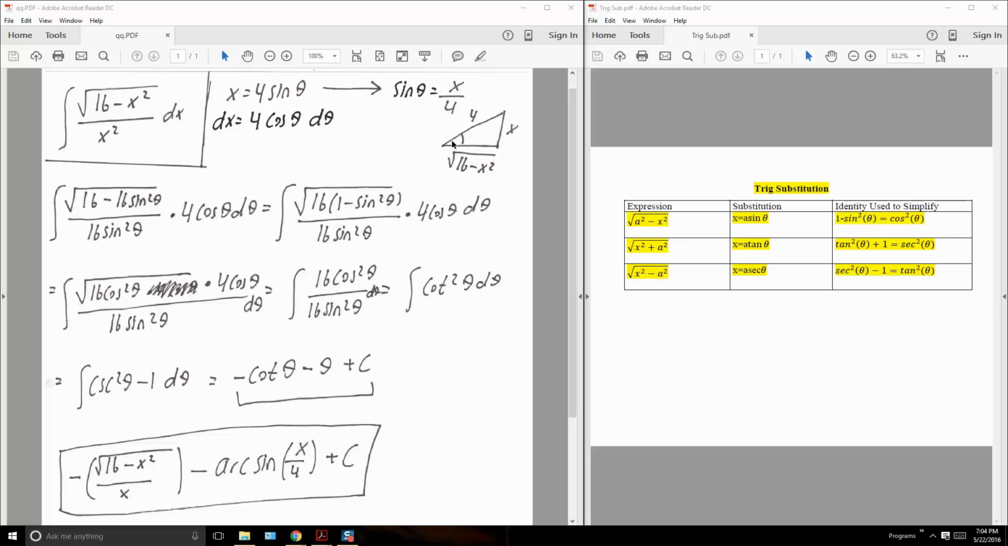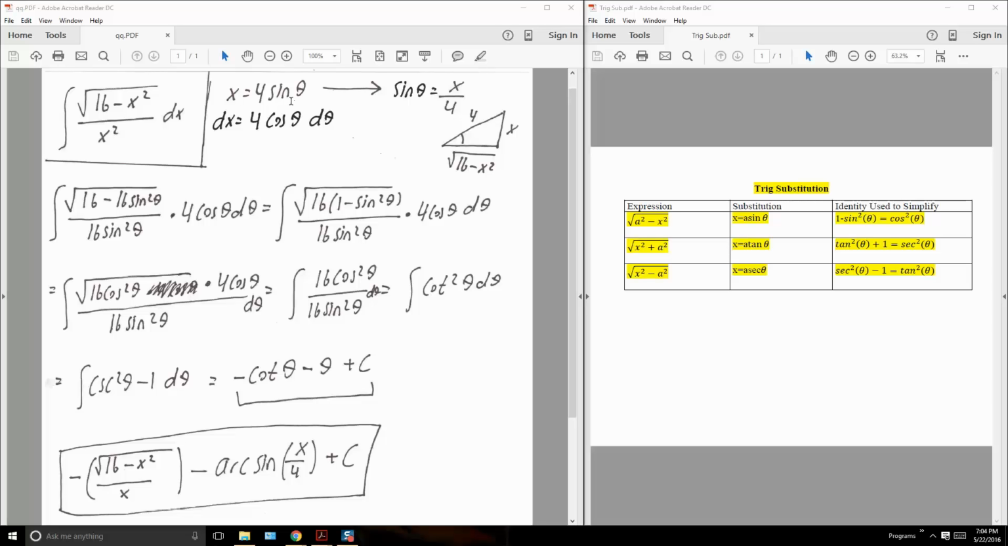And so we know that sine is opposite over hypotenuse. So the opposite is going to be x, the hypotenuse is going to be 4, and then we can say that this part is going to be, since it's a right triangle, square root of 4 squared minus x squared. So 16 minus x squared.